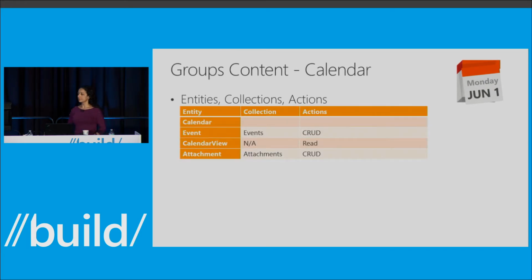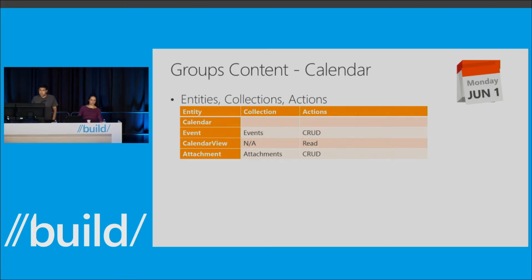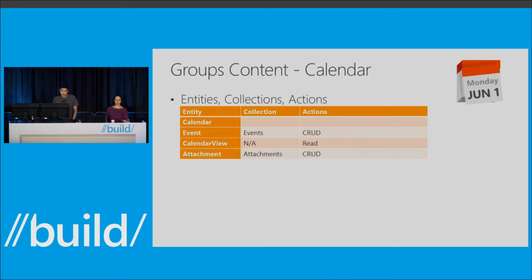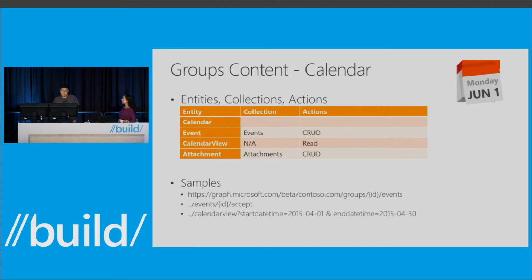Calendar, the main. So this is very similar to the Me calendar. If you are already used to using the REST APIs for calendar in the Me space, then there's not much difference, except that there is only one calendar here. You can have events in a calendar. Events can have attachments.